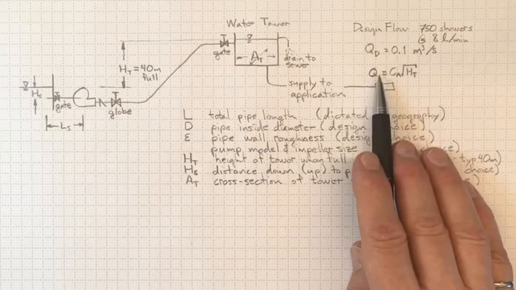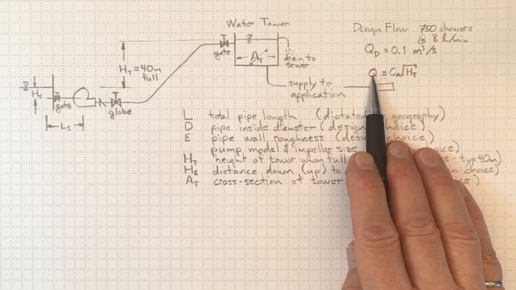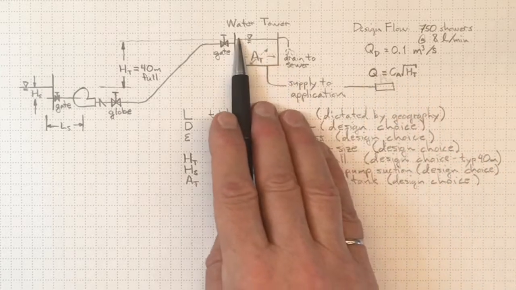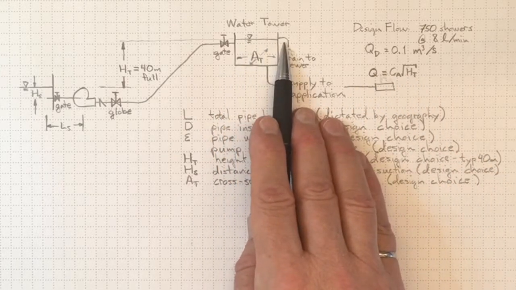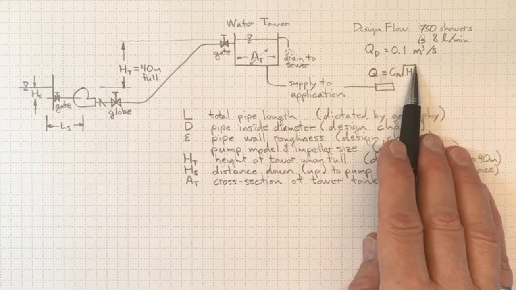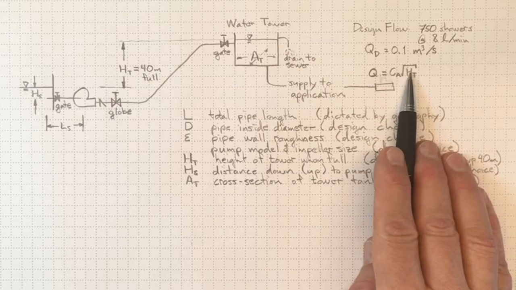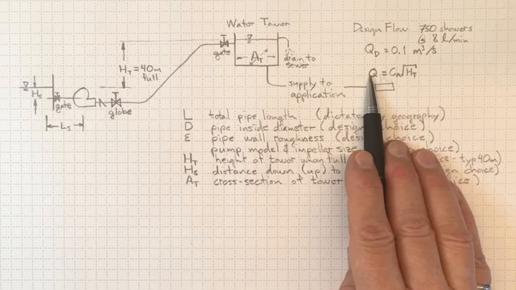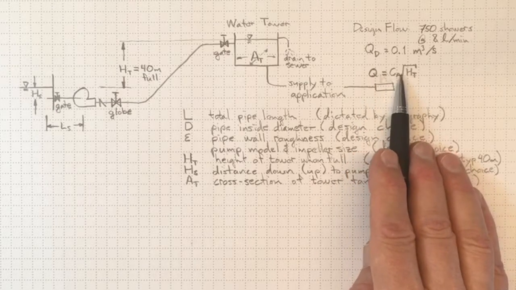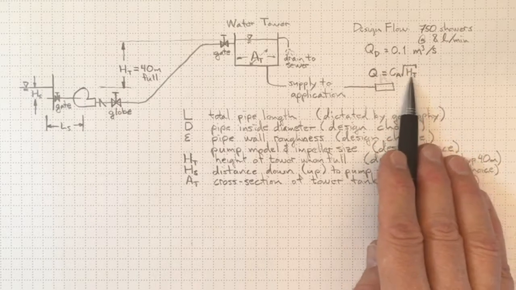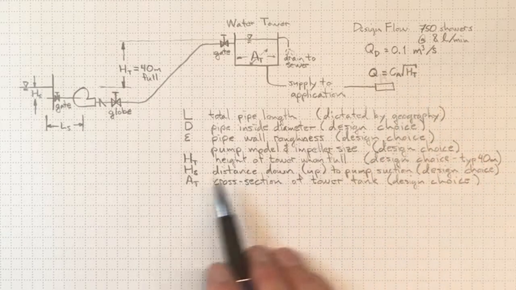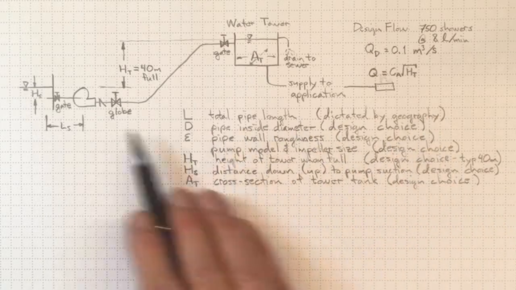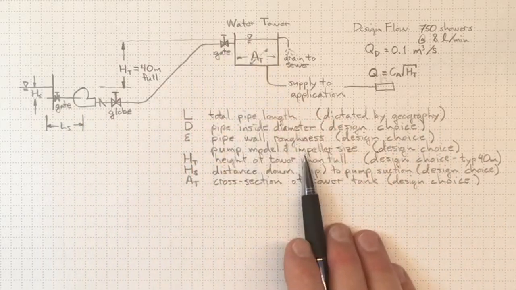So the flow will depend on what the actual head is that's available. If our water tower isn't full to 40 meters, then we'll get less flow. And the head to drive that flow is proportional to the flow squared, or put the other way, the flow will be proportional to the square root of the head available to drive that flow. We've got all of these quantities, total pipe length dictated by geography because it's got to be long enough to get to our water tower.